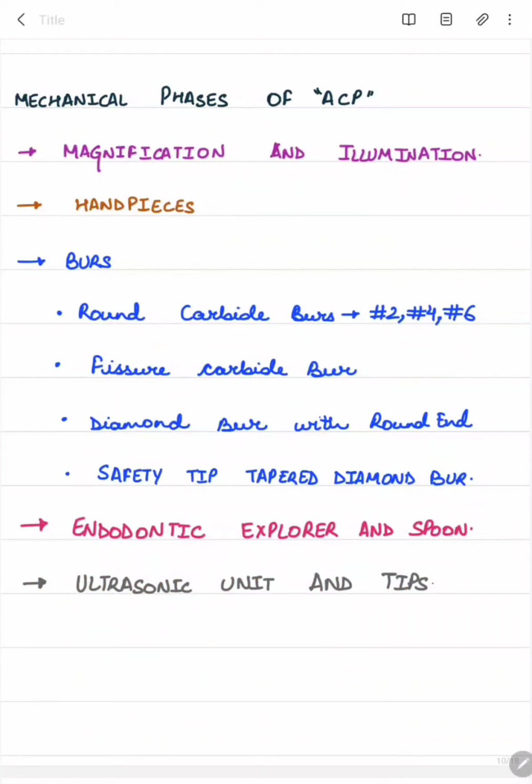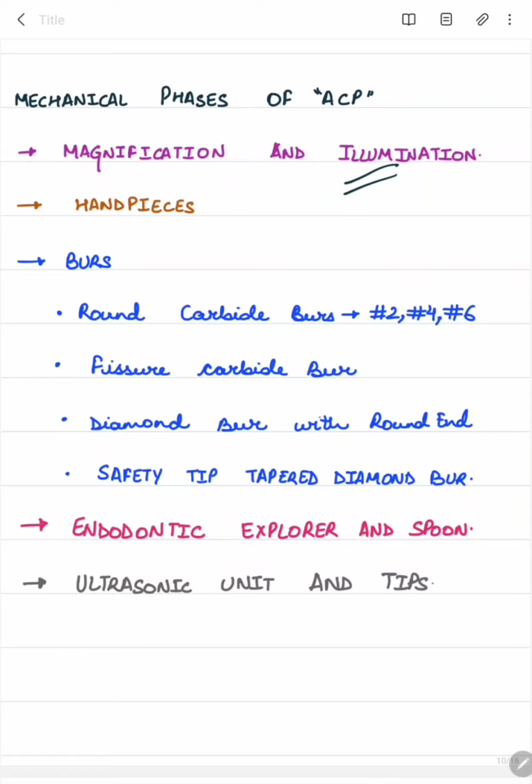Now, what are the equipments that we require for preparing access cavity. So the first one is magnification and illumination. For that purpose, for magnification we use surgical loupes, and for illumination we use auxiliary lights, right? So these are highly recommended. After that, hand pieces. For most of the phases of access cavity preparation, we use high speed hand pieces, but in few cases we use slow speed hand pieces also, right?